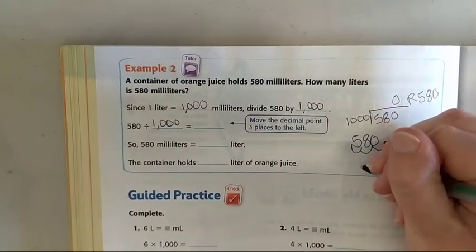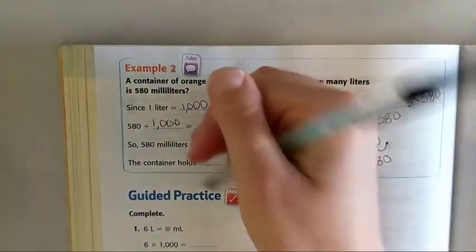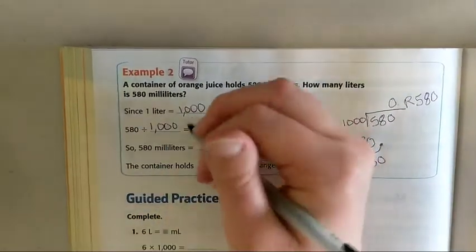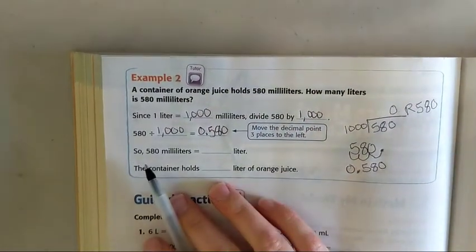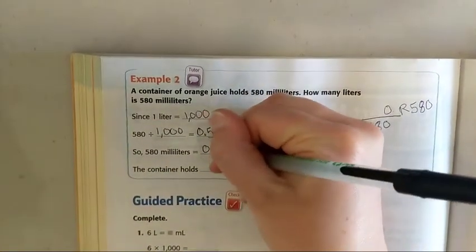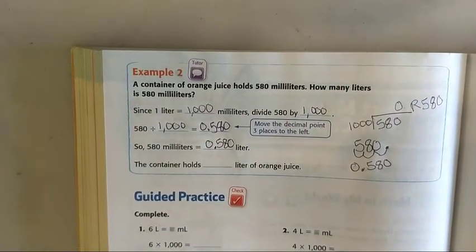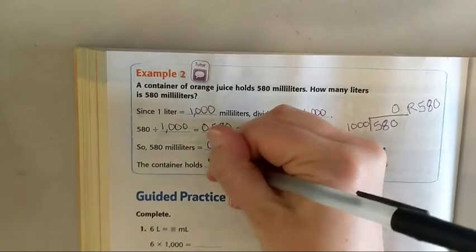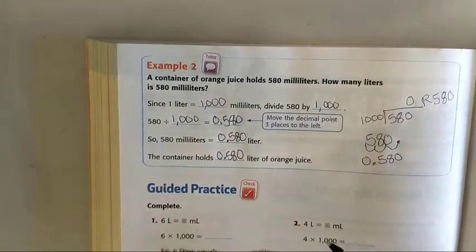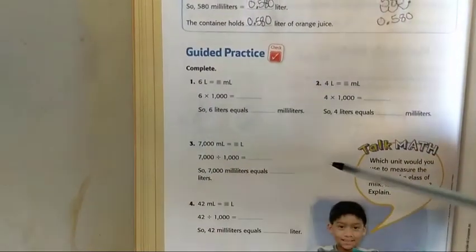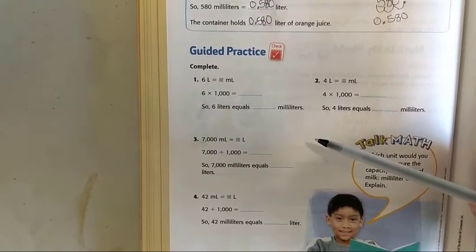Then I can put my decimal place in my new spot, 580. So it's 0.58, and you can put the 0 on at the end, but you don't need to. But I'll put it just so it's clear. 0.580. So 580 milliliters is like 580 thousandths of a liter, or 58 hundredths of a liter. The container holds 0.580 liters of orange juice. I would like you to try out problems 1 through 4 and then pause the video so you can give those a shot, and then we'll go over the answers.